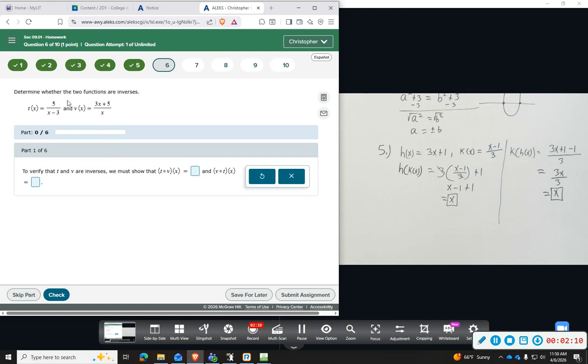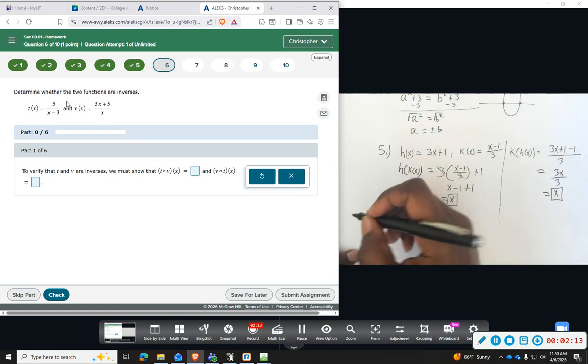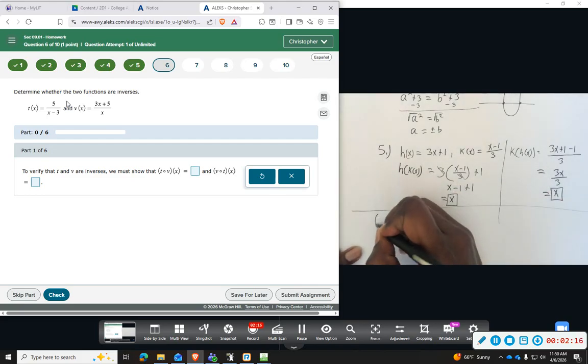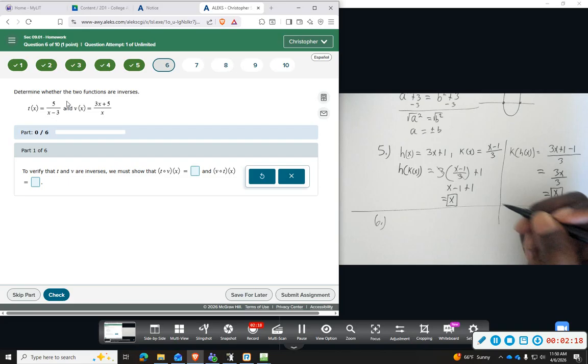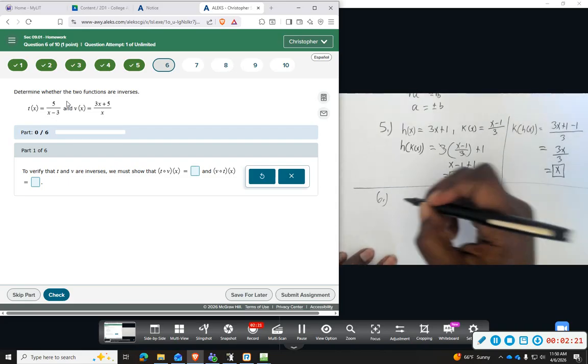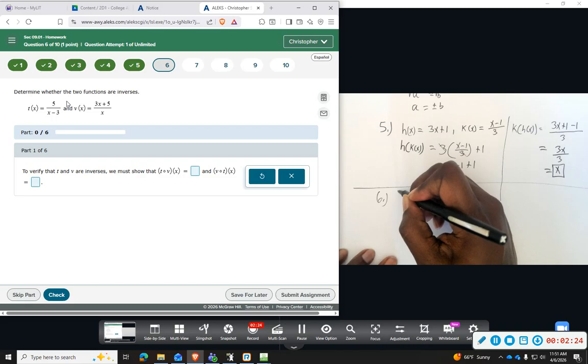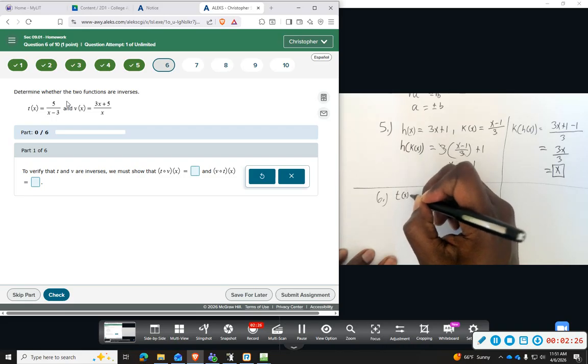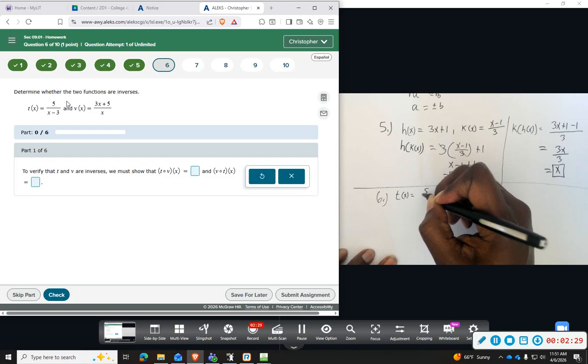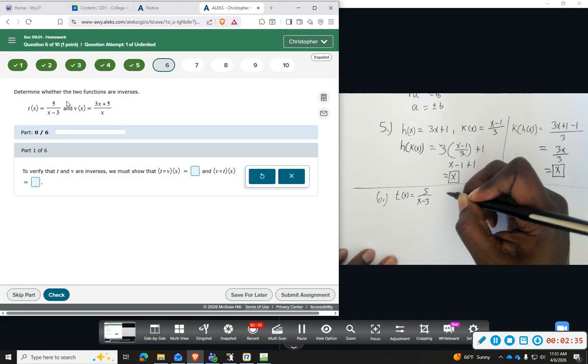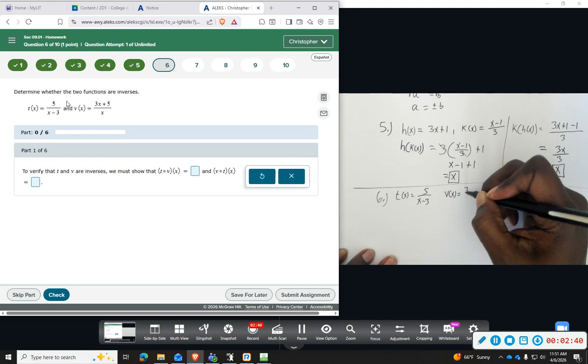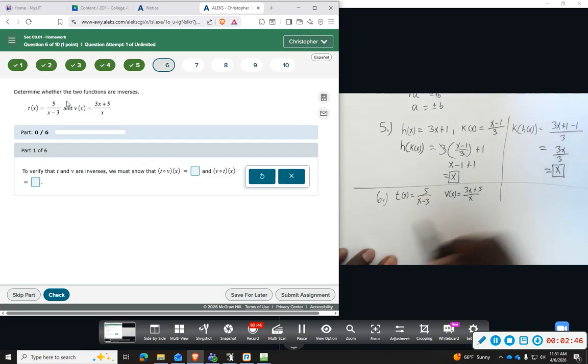Number 6, same thing, we want to determine if the two functions are inverses. We are given t of x is equal to 5 over x minus 3, and then we have v of x is equal to 3x plus 5 over x. So we're going to do t of v first.